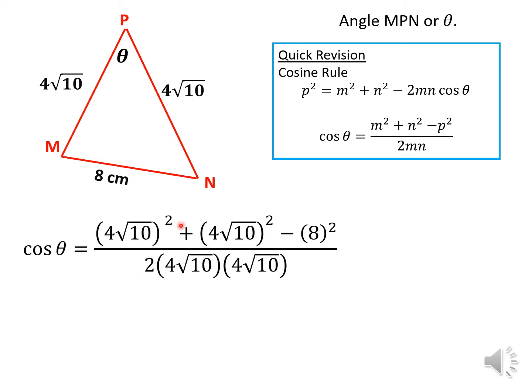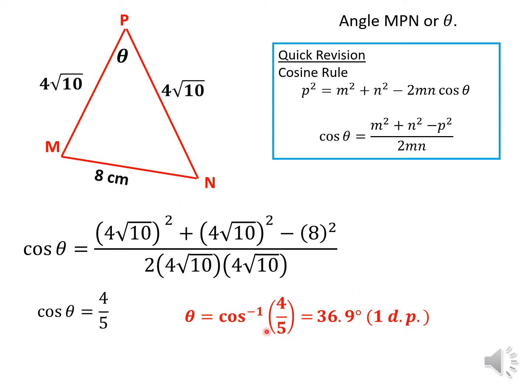I have punched them in. As you can see, I took the values from here, the ones that flank the angle, minus 8 squared, all over 2mn. It cleans up nicely to 4 over 5, or 0.8. Now you only need to find the cos inverse of 4 over 5, and then you get 36.9 degrees to 1 decimal place.